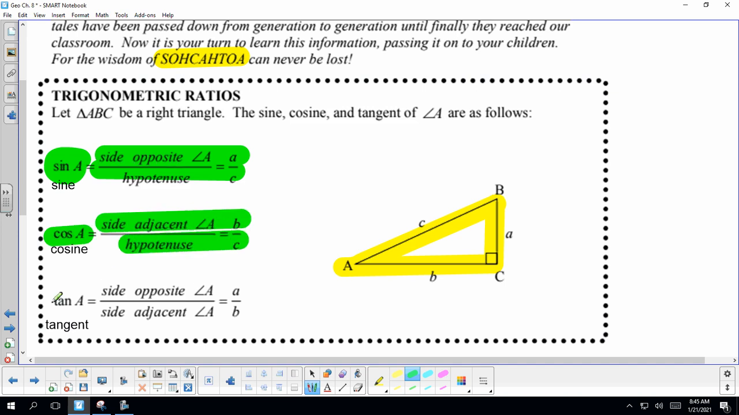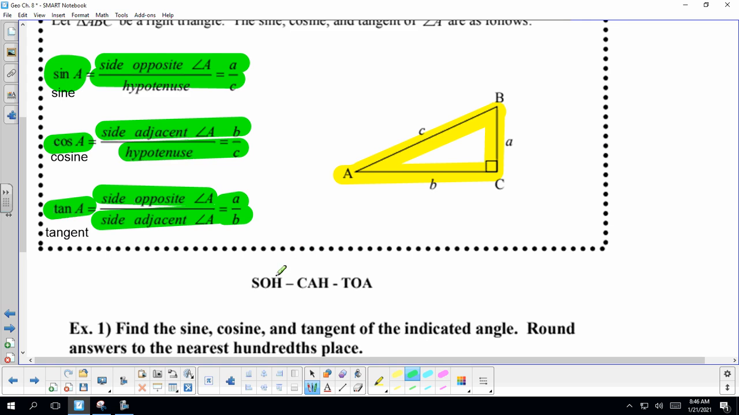And you'll be cleaning out your garage, and you'll be like, oh, this is where my notes went. Okay, so let me show you. This is just a memory technique. We usually say SOH CAH TOA. S is for the sine, O is for opposite, H is for hypotenuse. So it's sine opposite over hypotenuse. CAH is the cosine, and it is adjacent over hypotenuse. And TOA, T is for tangent, and it is the opposite over the adjacent.